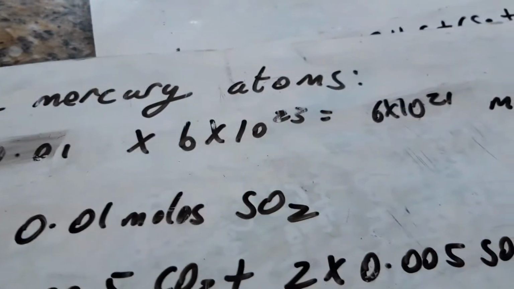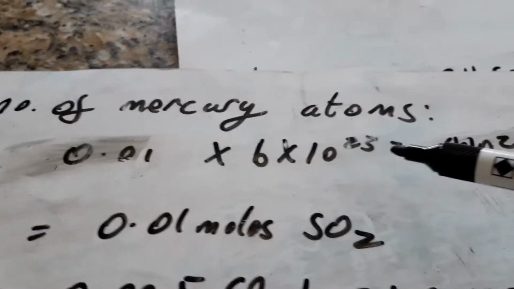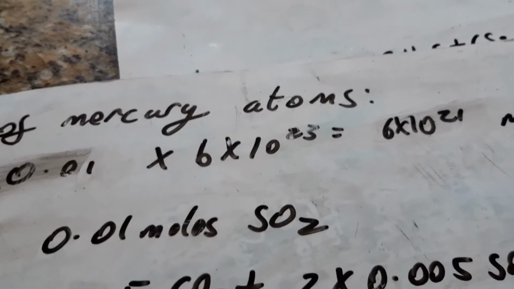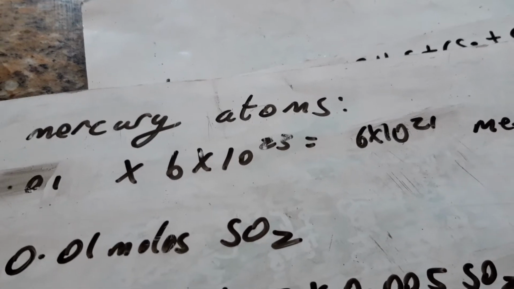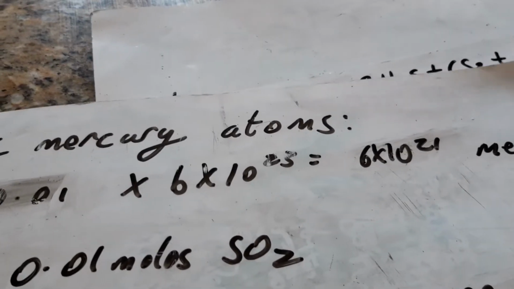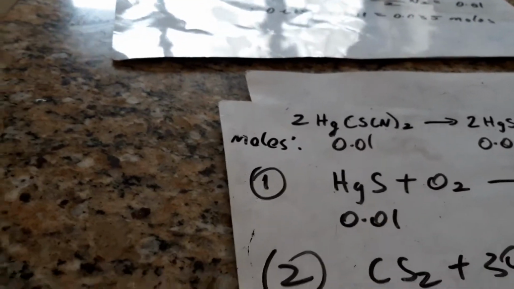All we have to do is take our Avogadro number, 6 by 10 to the 23, multiply 0.01 by 6 by 10 to the 23, and we get our total of 6 by 10 to the 21 mercury atoms. So that's really, really easy to do. And we know we've got the right answer there because we expect a very large number when we're asked about amounts of atoms, don't we?